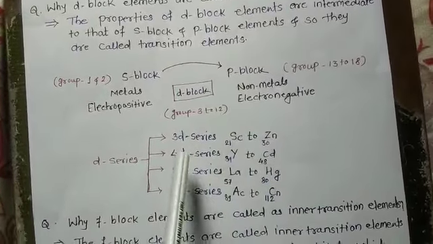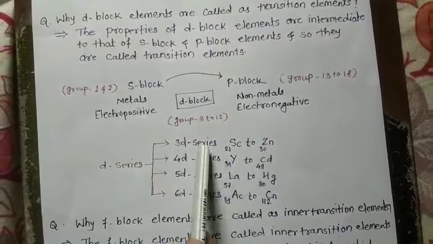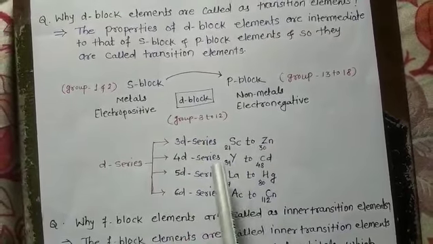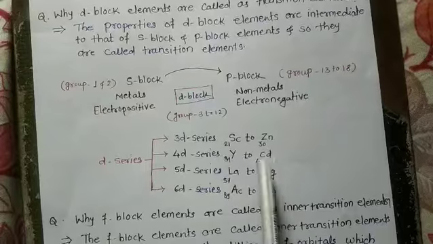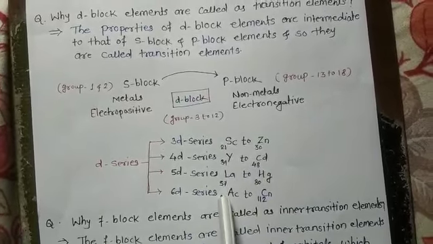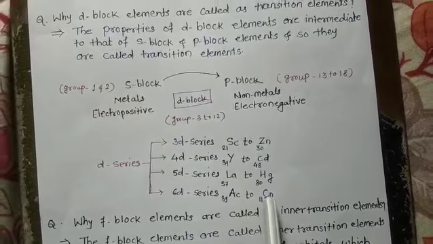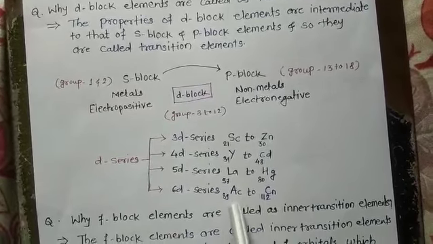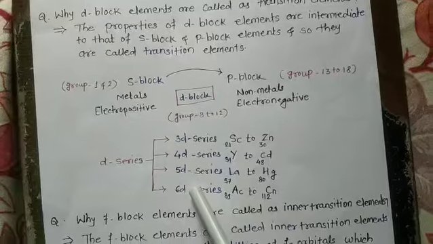So there are 4 transition series, that is 3D from scandium to zinc, 4D from yttrium to cadmium, 5D series from lanthanum to mercury, and 6D series from actinium to copernicium. So these are the 4 D series.